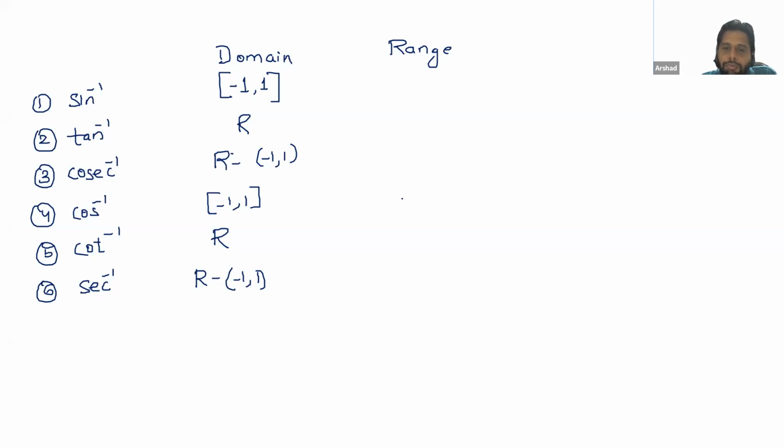Range is quite typical because you need to remember the principal branch here. So for the range, first of all, please remember the sine inverse and cos inverse. So Fahad, can you tell me what is the range for sine inverse? Principal value branch. Minus pi by 2 to pi by 2. Very good. Minus pi by 2 to pi by 2. And for cos inverse? 0 to pi.